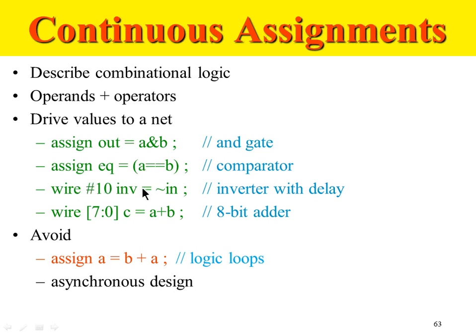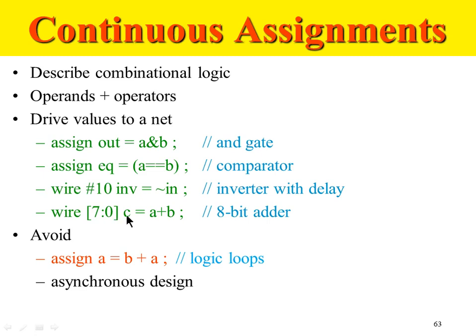Wire #10 INV is equal to not in. This we had seen in one of the very early slides. What we are doing here is there is a wire called INV. First, we'll wait for 10 time units. #10 means it's a delay. Wait for 10 time units, then INV will be inversion of in value. So it's an inverter with a delay of 10 time units.